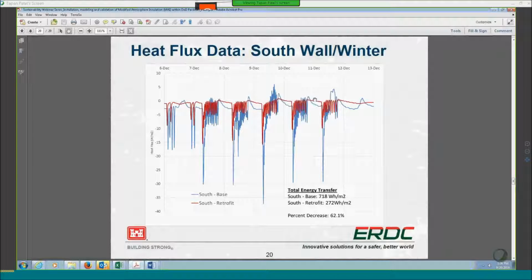Here's some data from the heat flux sensors. This is really where we expected to see a drastic change, and we do see that. The blue lines here are the baseline facility, and the red are the retrofit facilities. And we've got time here on the x-axis, and on the y-axis we've got the heat flux. And so you can clearly see there's a significant decrease in heat flux through the walls. If you account for that now, again, depending on the facility and where it's facing and the dimension, this will all change. So on this wall, the south-facing wall, we see about 62% decrease overall.